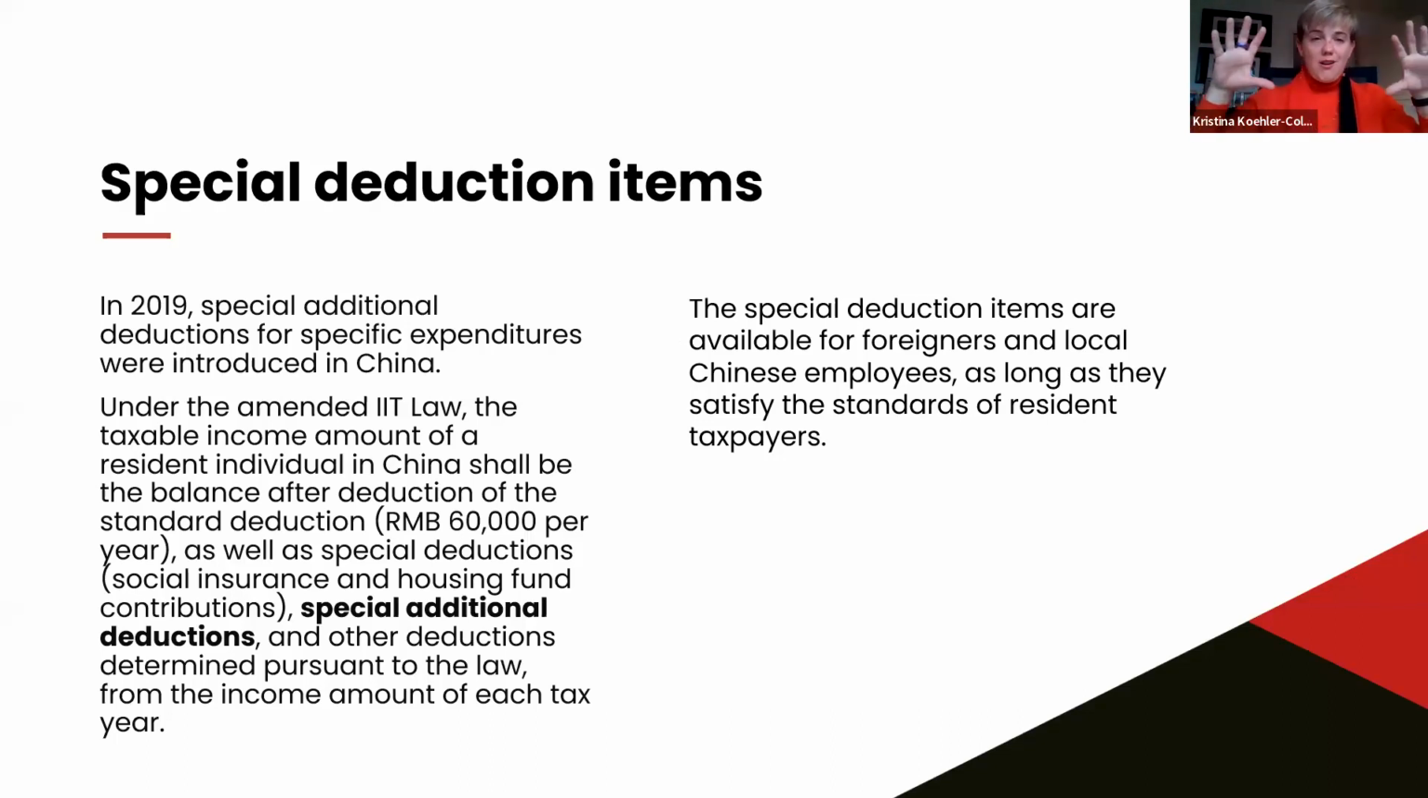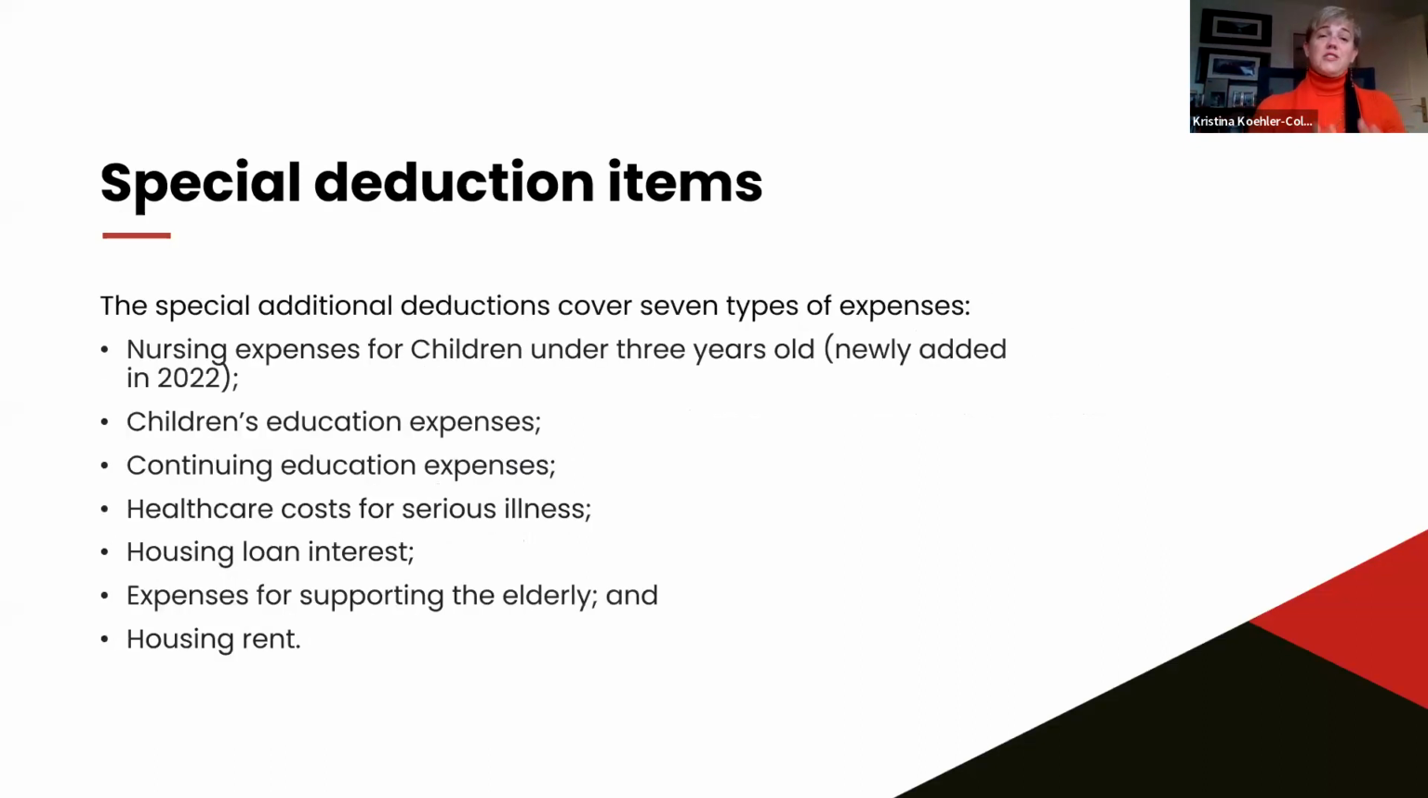So when you are calculating your income tax in China, you have an automatic standard deduction of 60,000 RMB, or 5,000 RMB per month, 60,000 RMB for the annual deduction. You also have special deductions, which are obviously from the social insurance and housing fund calculations, but then you have these additional special deductions that also are deducted. Now, the special additional deductions cover 7 items.